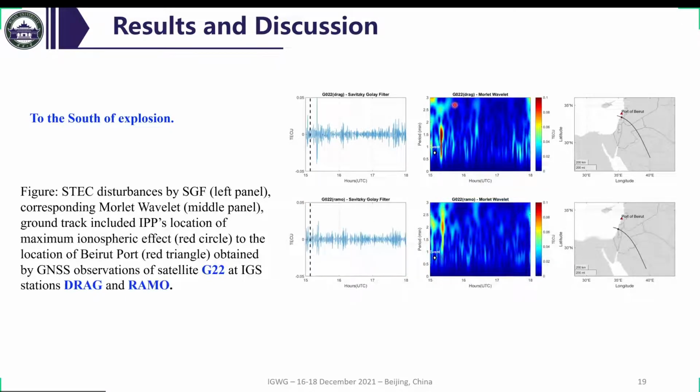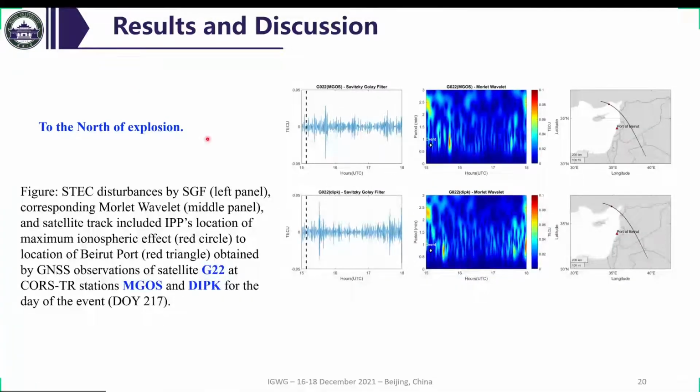In the middle one, we can see the Morlet wavelet, and the period is about 1 to 3 minutes for the disturbance. And the last one is the ground track for the satellite, where this triangle is the blast, and this circle indicates the maximum IPP point for the disturbance.